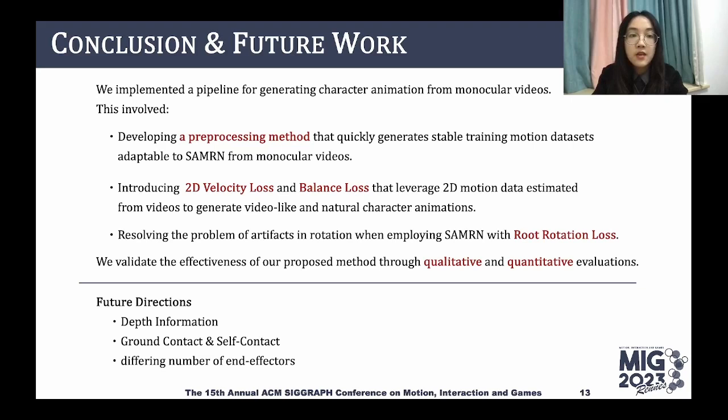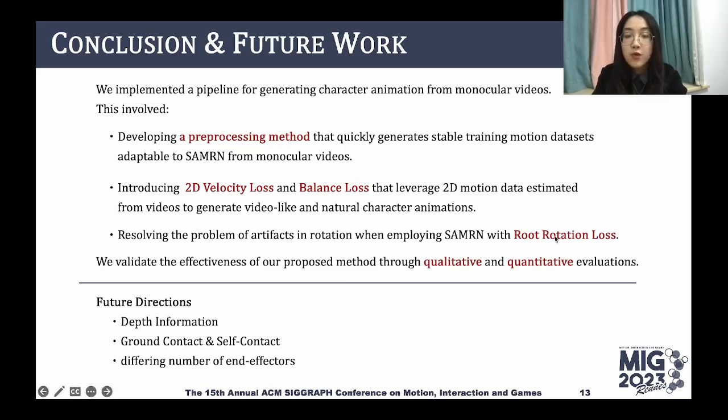As for the conclusions, we implemented a pipeline for generating character animations from monocular videos. We proposed a pre-processing method that generates stable training motion datasets, introduced two loss functions to make more video-like animations, and used root rotation loss to solve the rotation problem in the skeleton-aware motion retargeting network. And we validated the effectiveness of our proposed method by both qualitative and quantitative evaluations.